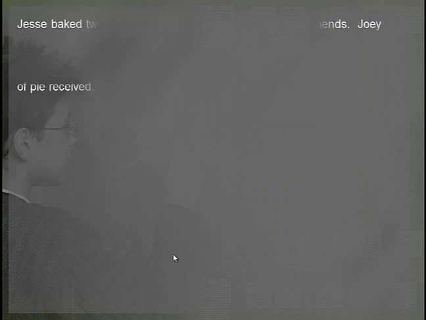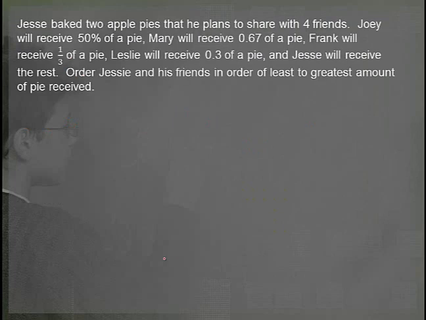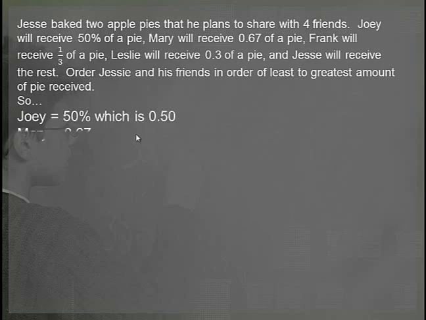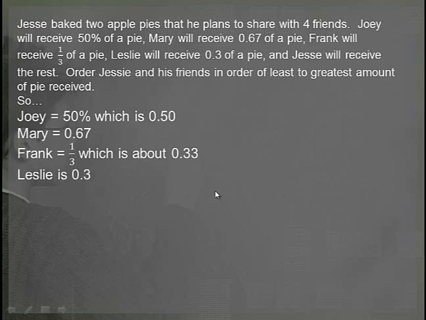All right, I want you to try this one. Hit pause and work this out. Okay, so we need to figure out who got what pies. Remember there were 2 pies. Joey got 50% of the pies. Mary got 67/100. Frank got about 1/3. And Leslie got 3/10. How much for Jesse?